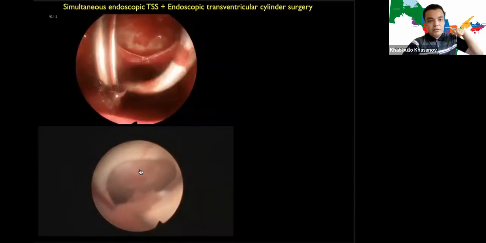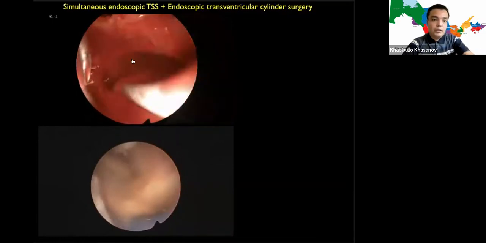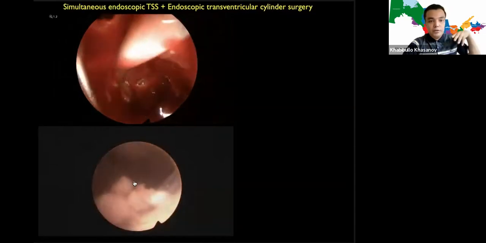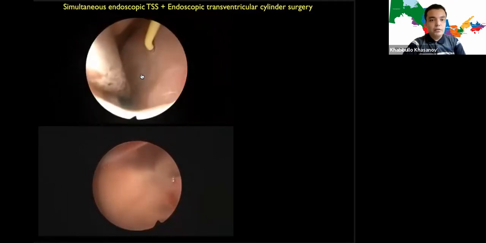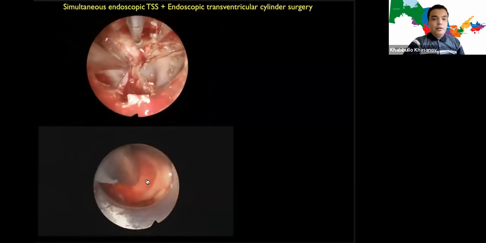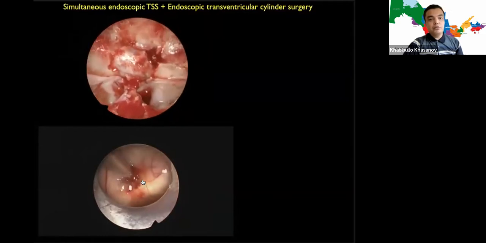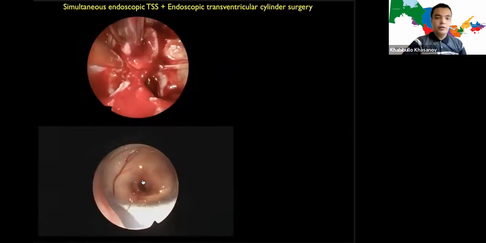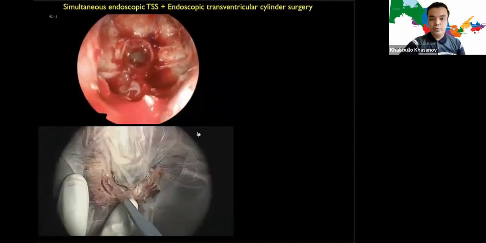And the transcranial surgery team just pushes it down. Now it is pushing down here, and we are pushing downward to have this. So after complete removal of the tumor, the transcranial surgery team can continuously irrigate the surgical field. This is how we are removing the tumor.